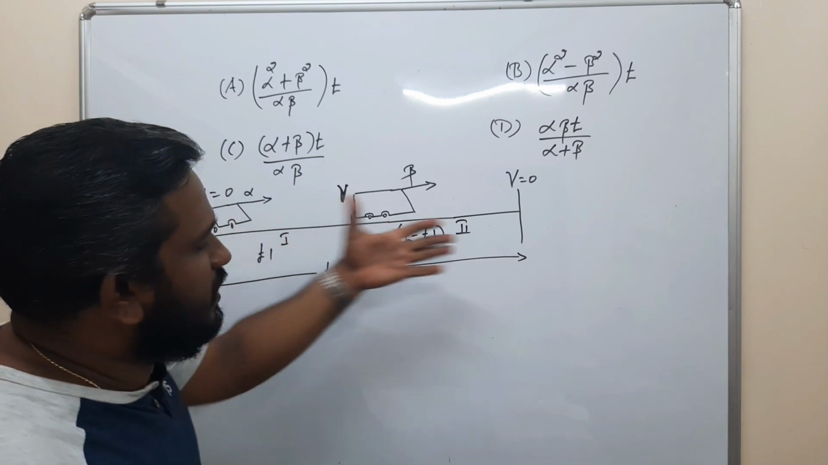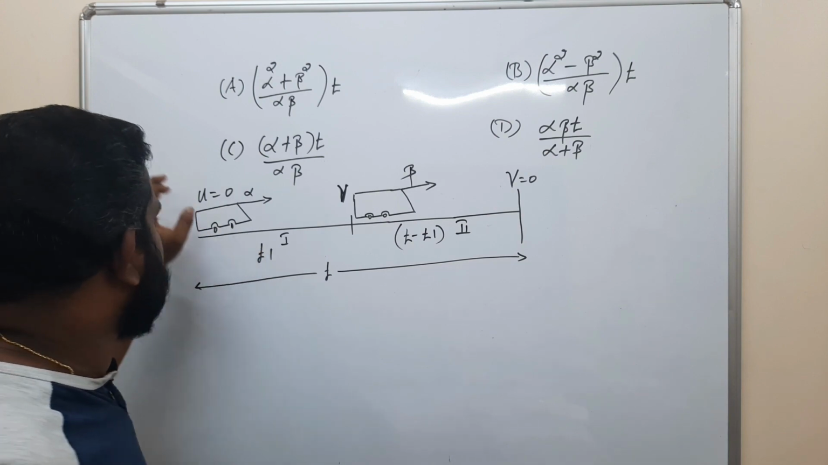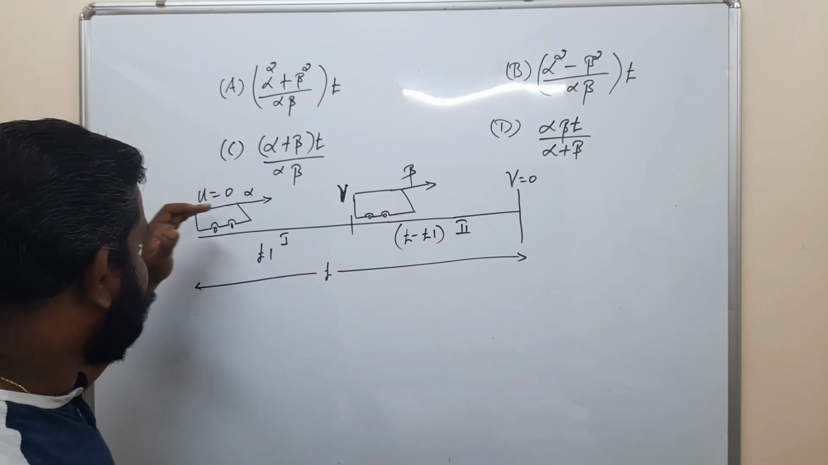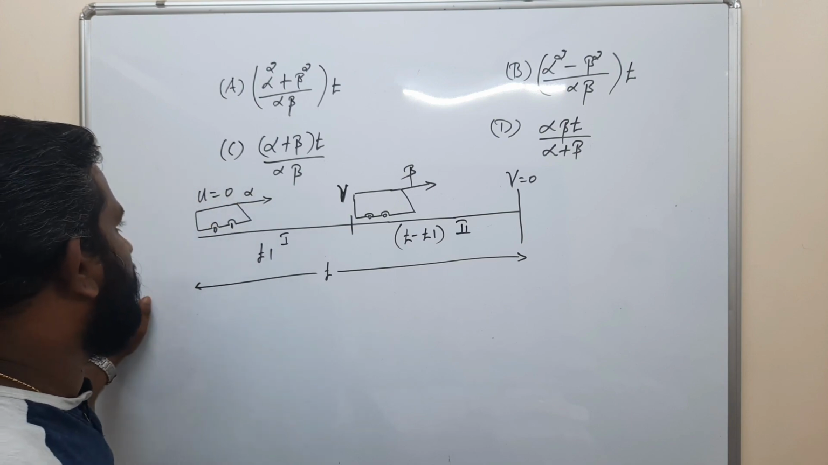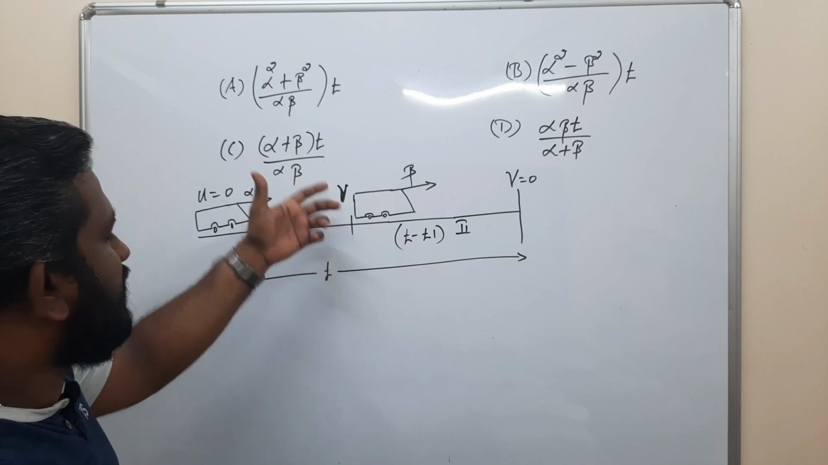So this is the visualization of the question. A car starts from rest. It is given in the question that the car starts from rest and accelerates with a constant acceleration alpha. And after time t1 it reaches the maximum velocity.